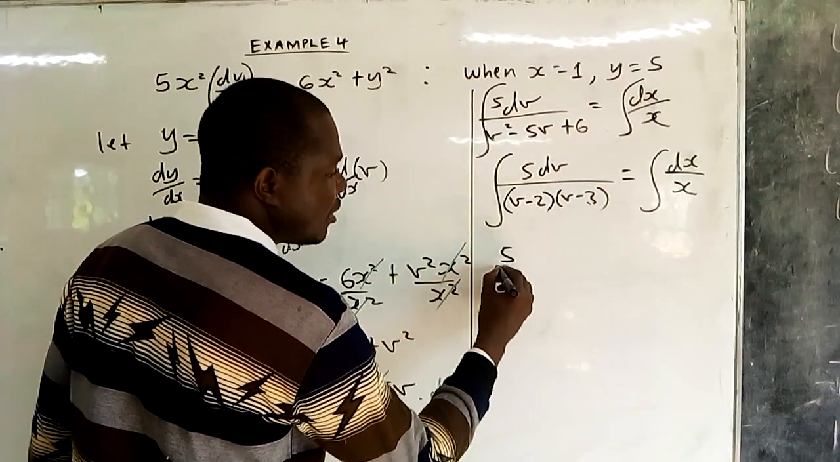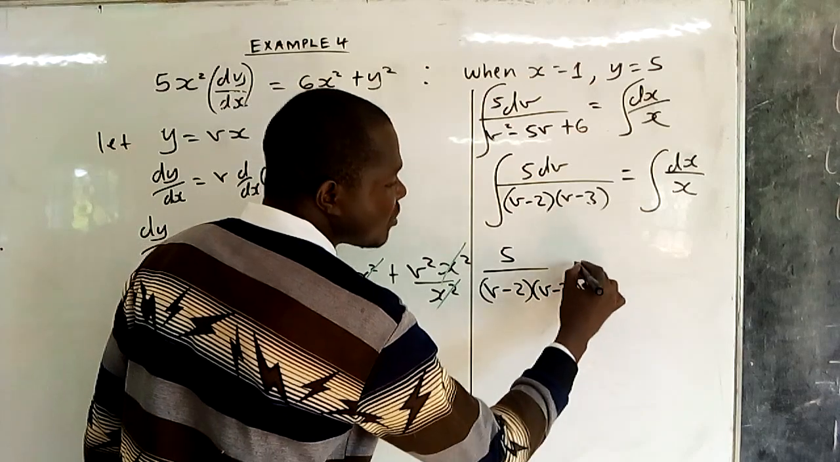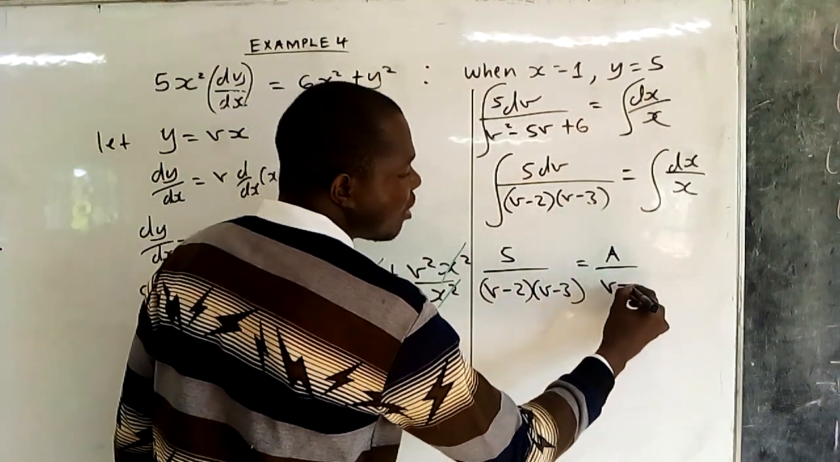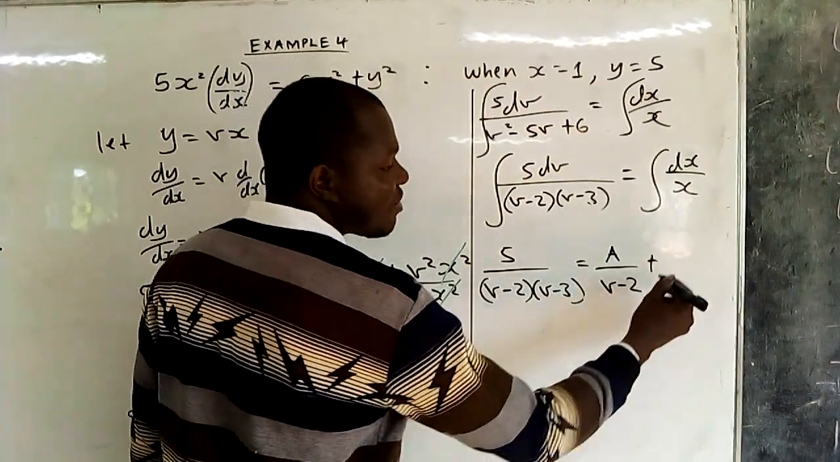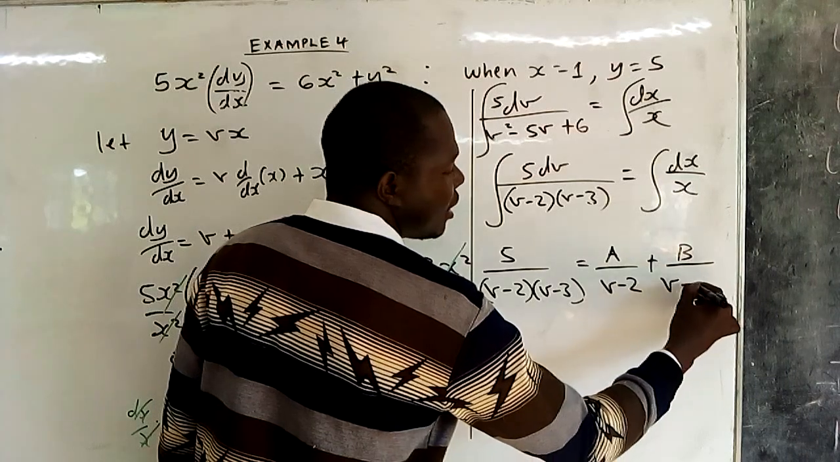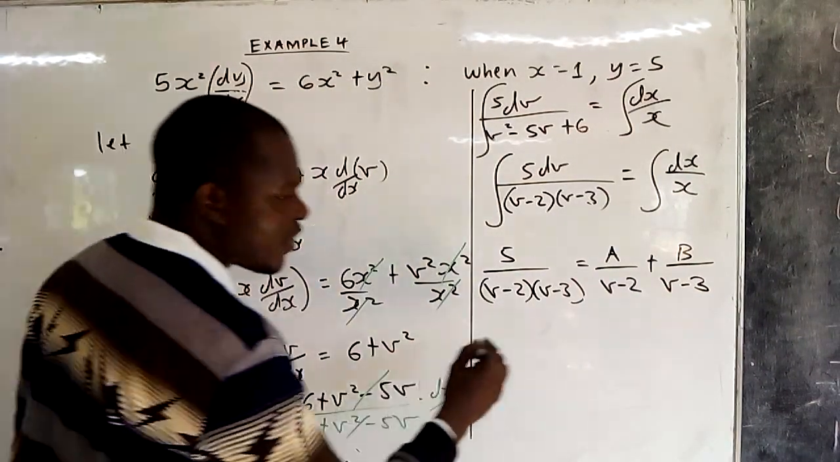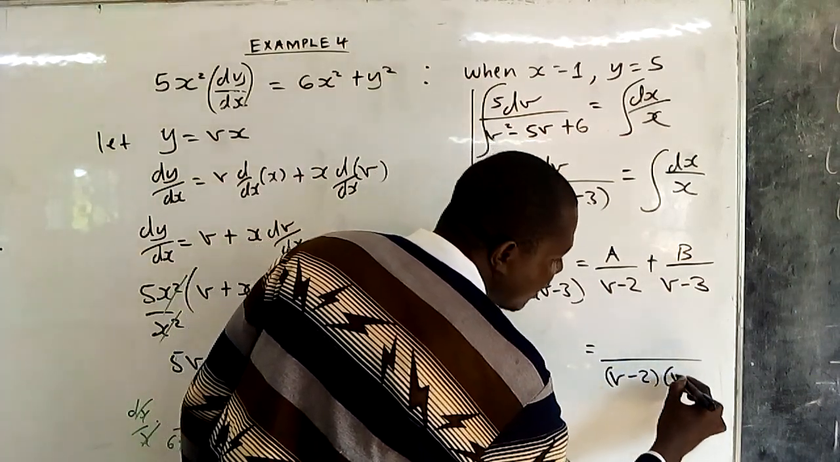So here we have 5 over v minus 2 into v minus 3. So the first one is a linear factor, meaning we are going to have A over the linear factor, isn't it? Then plus the second one is also a linear factor, meaning it is B over that linear factor, isn't it? Having done that, we look for the LCM. The LCM is v minus 2 and v minus 3.